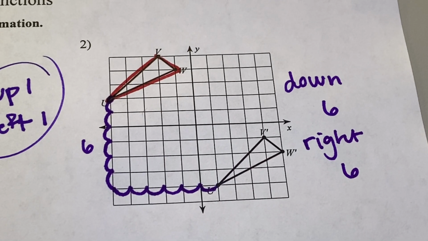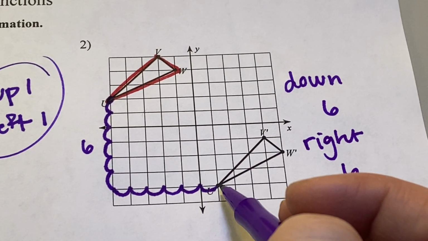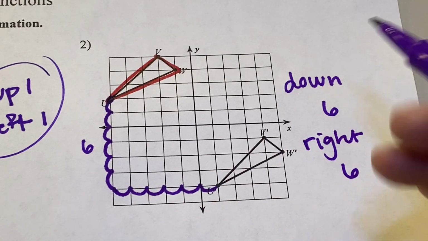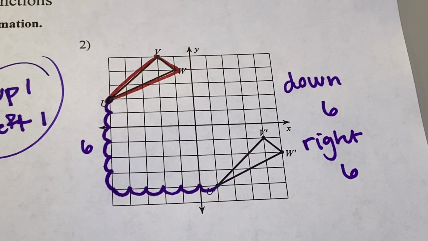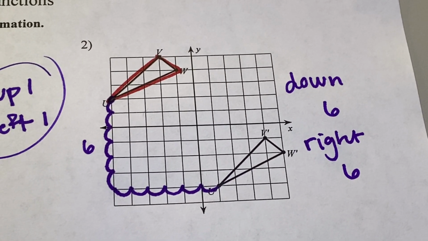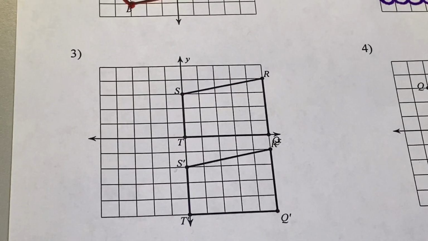And we know if we took that U down 6 and to the right 6, we would have to do the same thing with V and W: down 6 and right 6. Okay, that fancy word transformed, it just means moved. That's all it means, is moved. We're just moving things. Okay, so let's try it again. Pretty simple, right? Number 3.